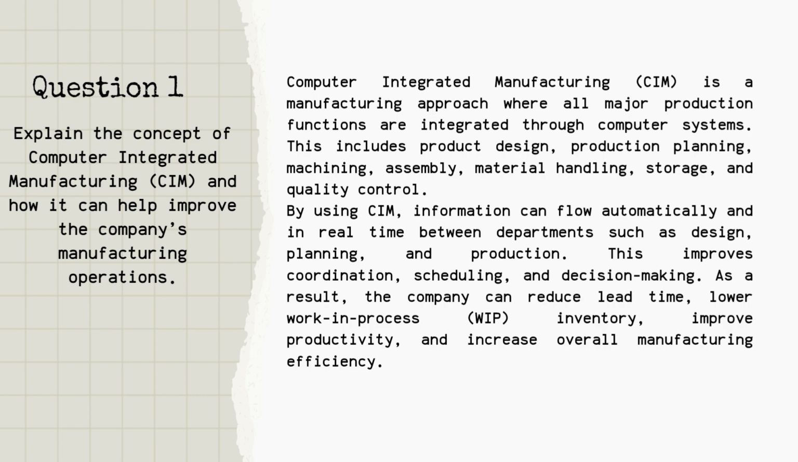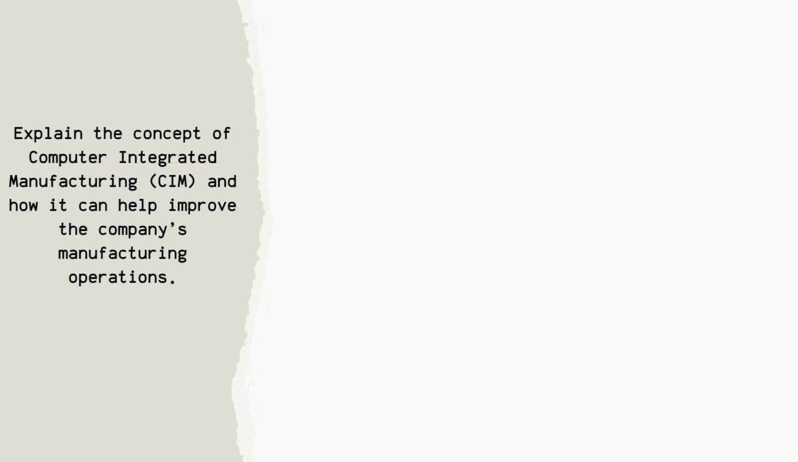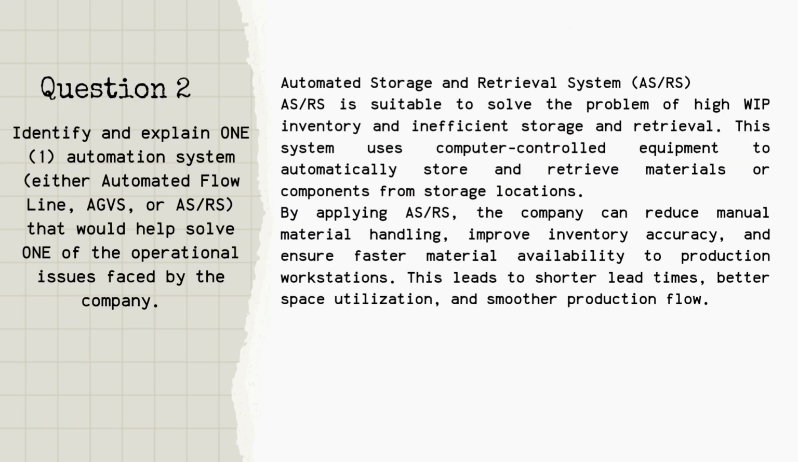This improves coordination, scheduling, and decision making. As a result, the company can reduce lead time, lower work in process inventory, improve productivity, and increase overall manufacturing efficiency. Question 2. To identify and explain one automation system, either automated flow line, AGVS, or ASRS, that would help solve one of the operation issues faced by the company.